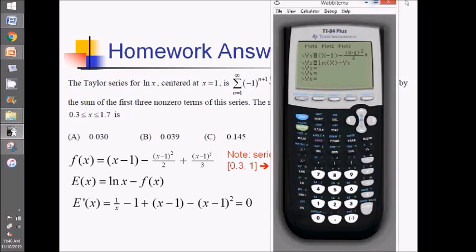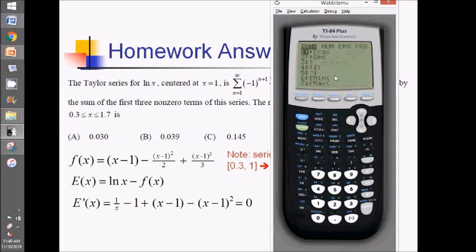So here's what I've plugged in my calculator so far. I've got my f of x function in y1, and I used that to create my e of x function, ln of x minus y1 minus f of x. And I need to do the derivative of my e function now in y3. I could actually write all this out, but I'm going to be kind of lazy. Since I've already spelled out what it is on paper, I can take a little shortcut on the calculator.